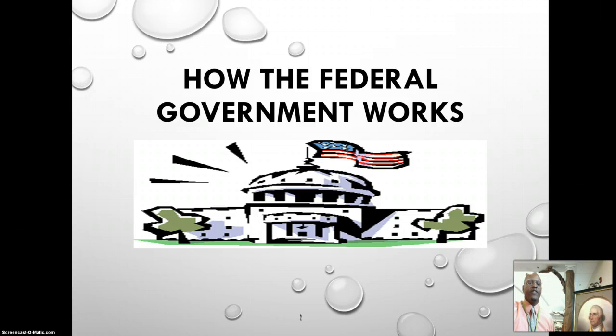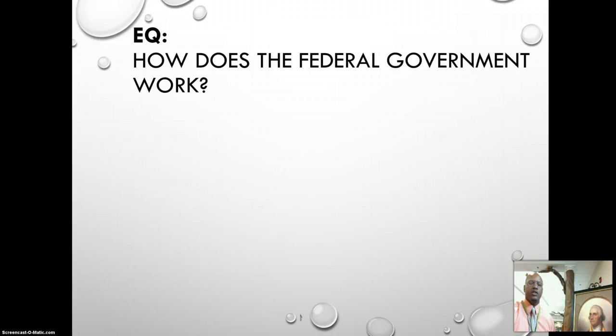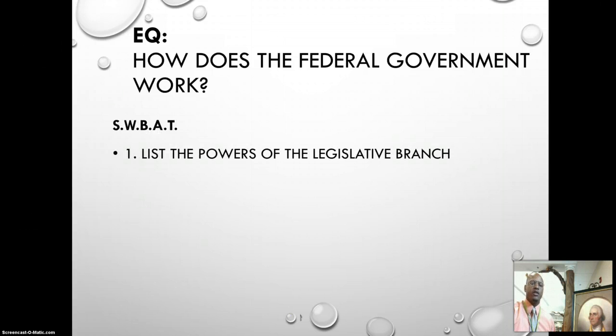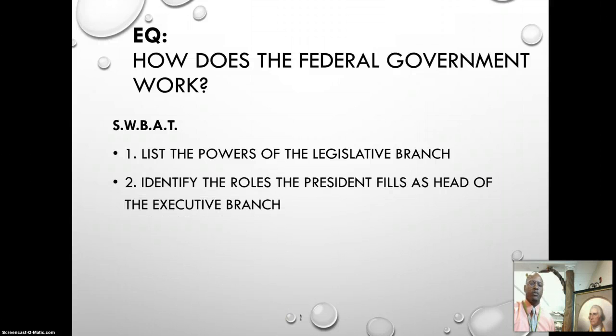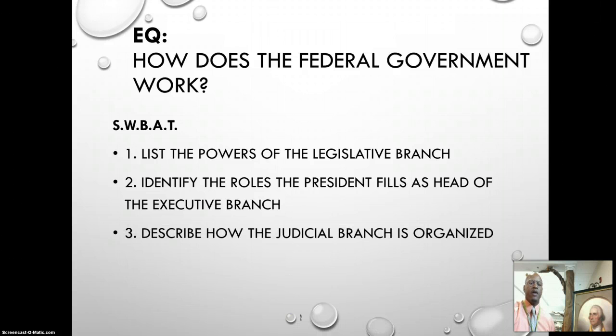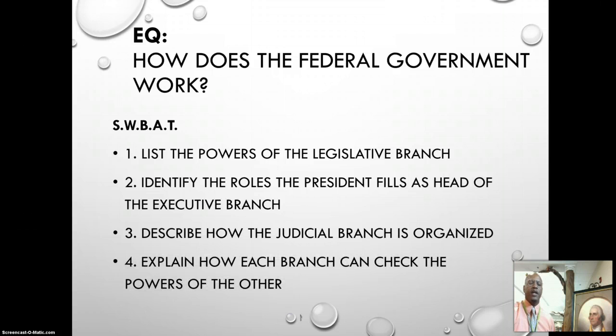We're going to look at how the federal government works. Your essential question on your notes, as you should see, is how does the federal government work? In order to answer this, I want you to meet these four objectives. List the powers of the legislative branch. Identify the roles the president fills as the head of the executive branch. Three, describe how the judicial branch is organized. And then finally, I want you to be able to explain how each branch can check the powers of the other, the idea of checks and balances.